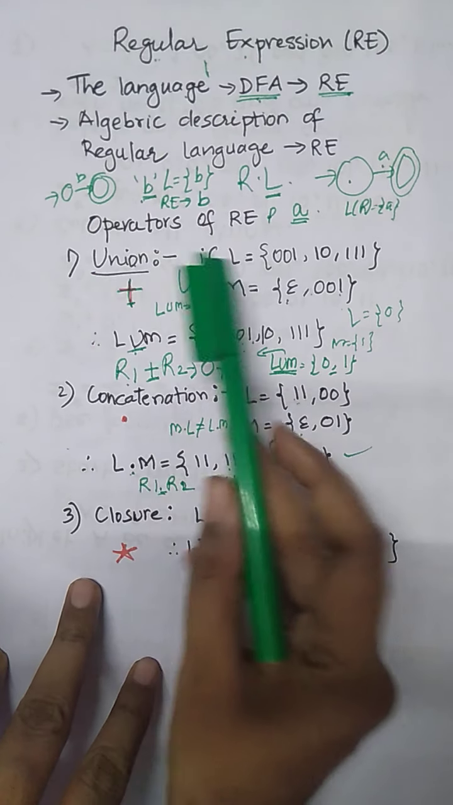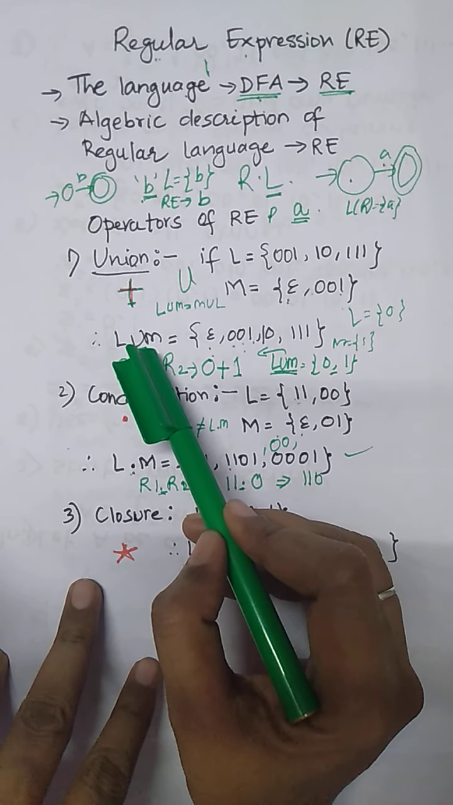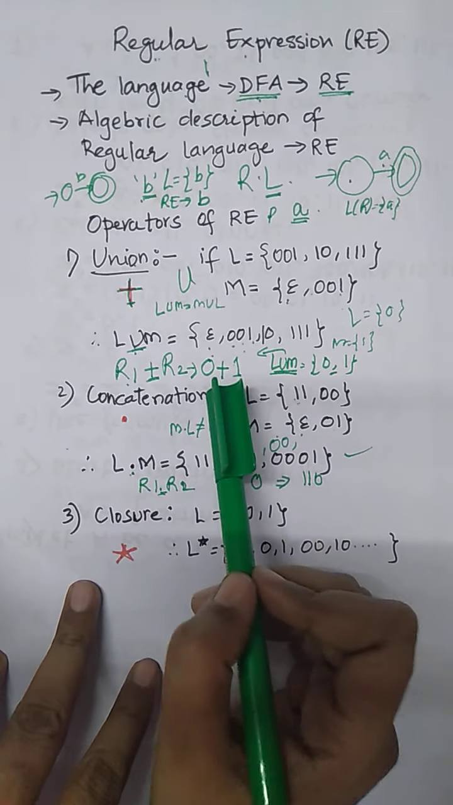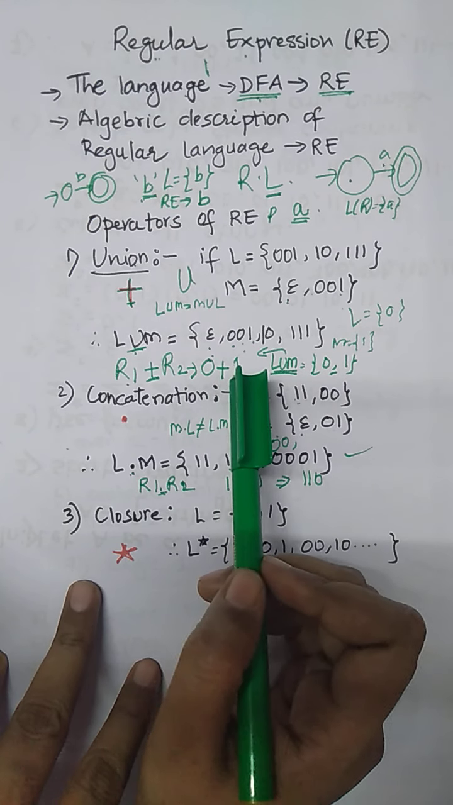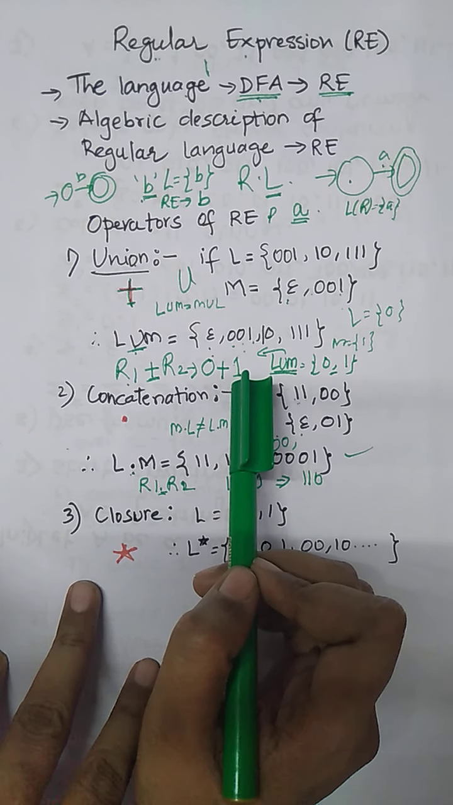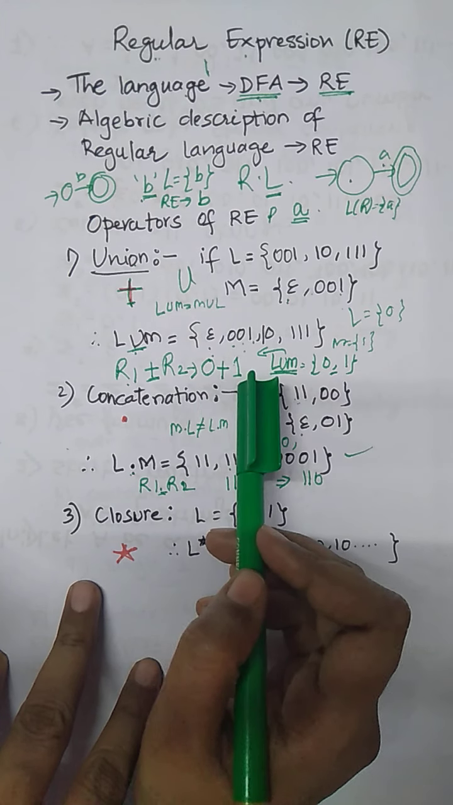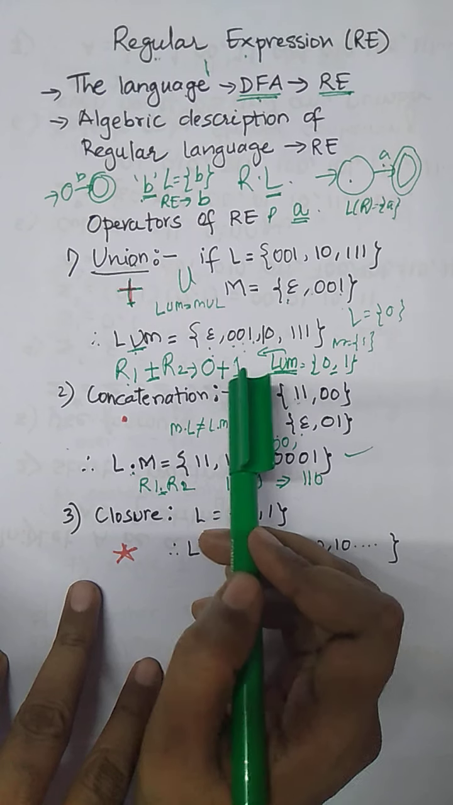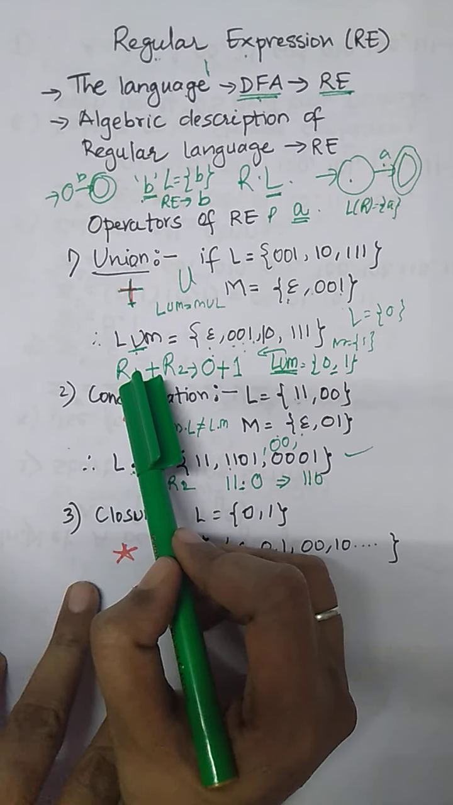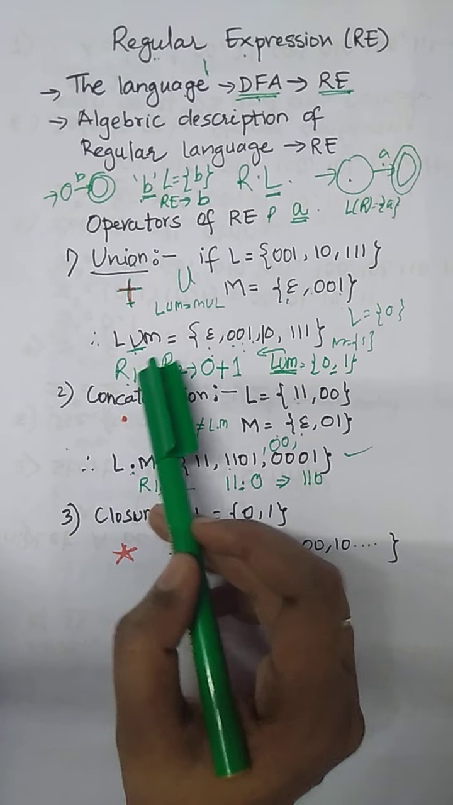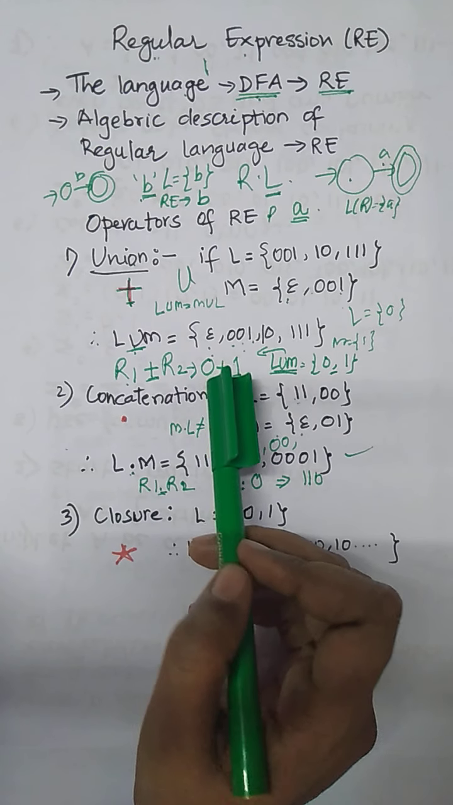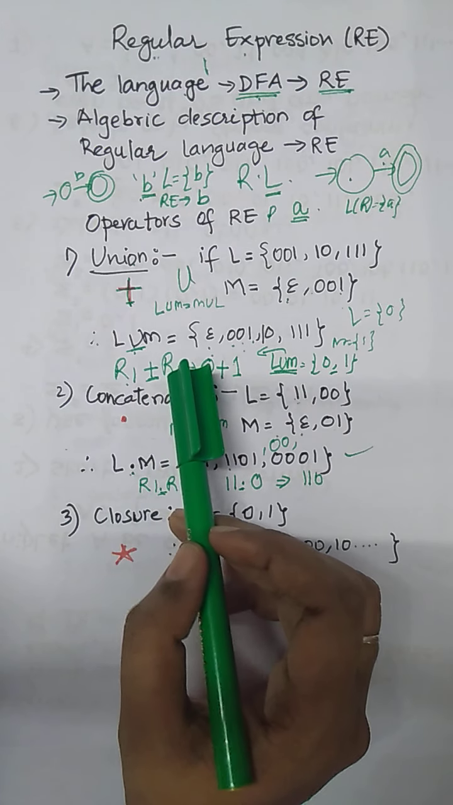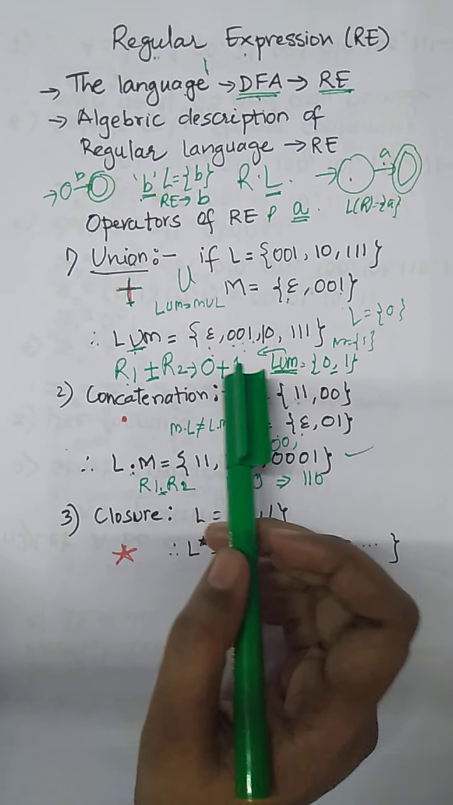The union in the language notation uses the U symbol. While writing the same thing in the regular expression format, with only the operands, that is strings, we directly use 0 plus 1. 0 is a string, 1 is also a string, then the plus sign. In the regular expression format it will be R1 plus R2, where R1 is the first expression and R2 the second expression. So R1 plus R2 will be the union of two expressions.